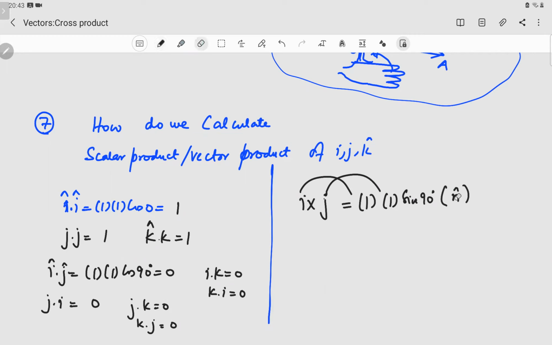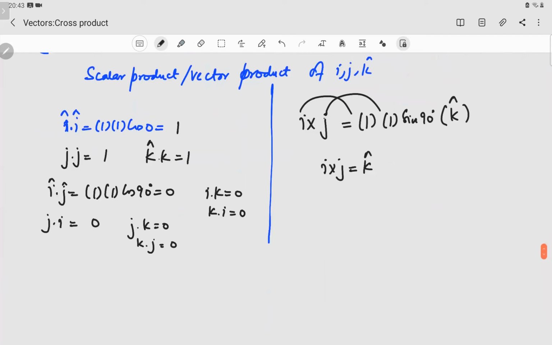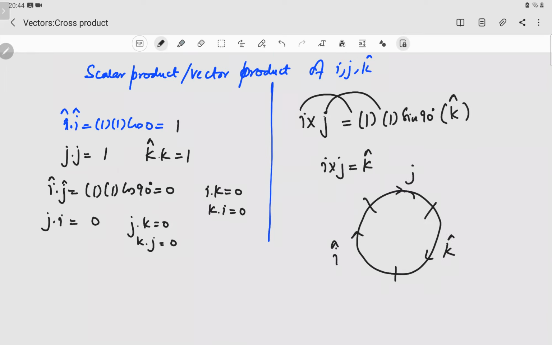And if you apply the right hand grip rule, you will see that this n is actually k, because i cross j is equal to k. So how can I memorize a lot of cross products of ijk? The shortcut to this question is that I form a clockwise circle, and I call the three components of this circle i, j, k, like this.